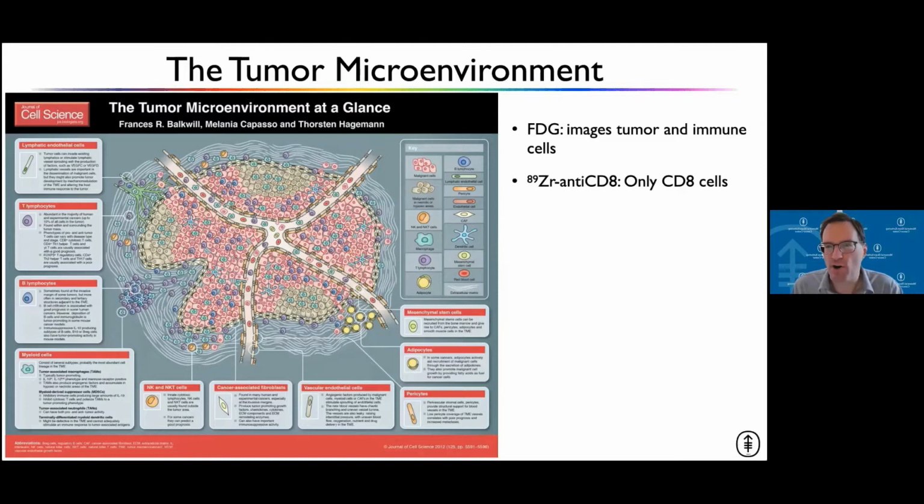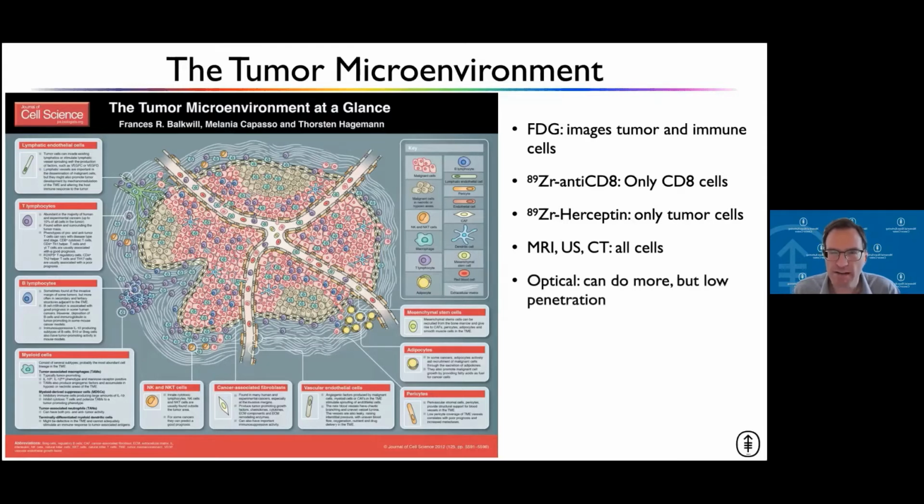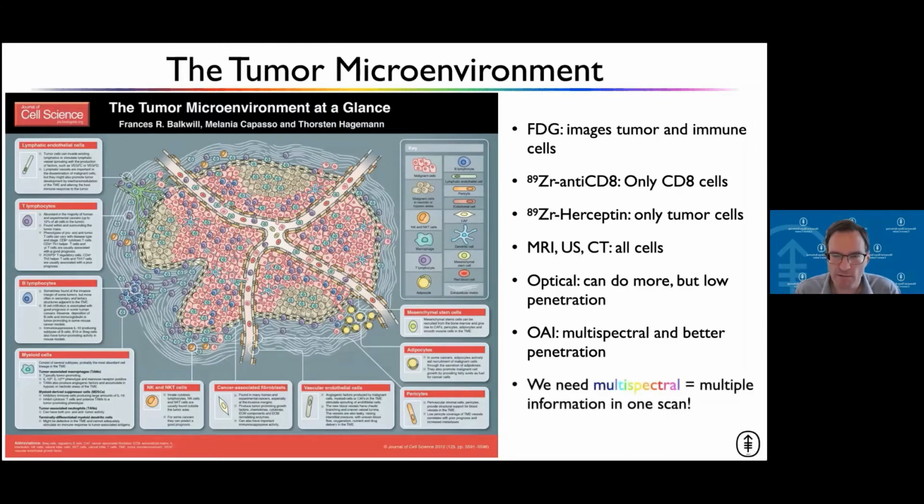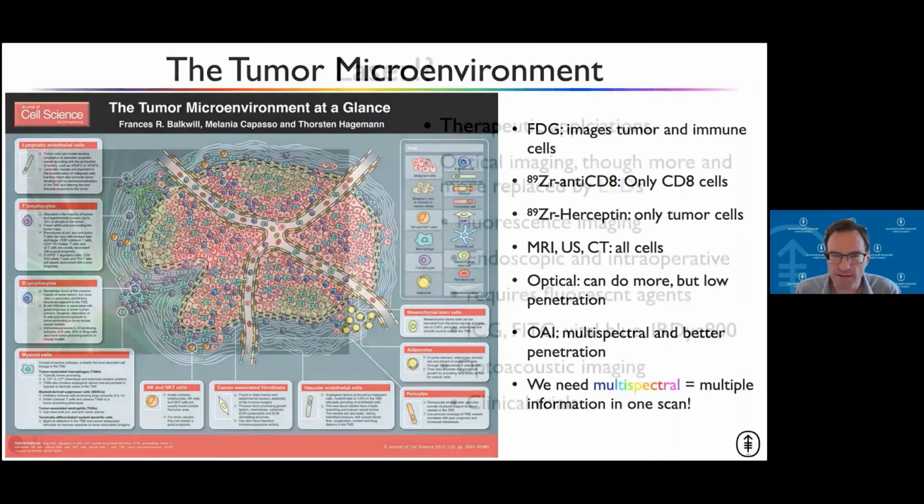We can use antibodies, which can show us CD8 T cells. We can use Herceptin, which shows us only HER2-positive tumor cells in this case. MRI, ultrasound, and CT just lump everything together at the moment. With optical, you can do more, but the penetration into the body is low. You can't image something deep in the brain or deep in the liver. Optoacoustic imaging, as we call it, or photoacoustic, is multispectral and has better penetration. So there's good reason for working on that, and so I work on that.